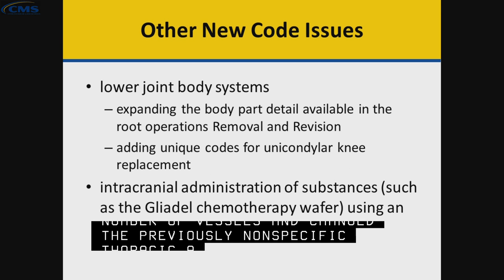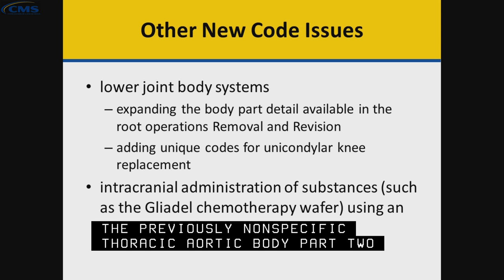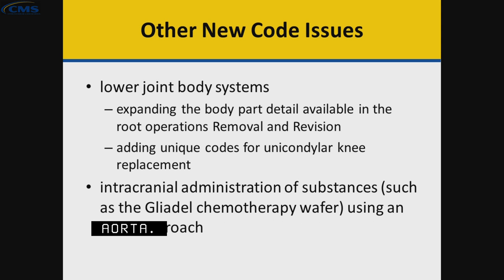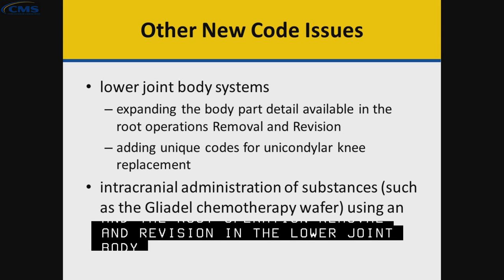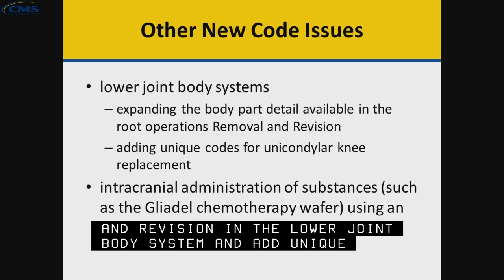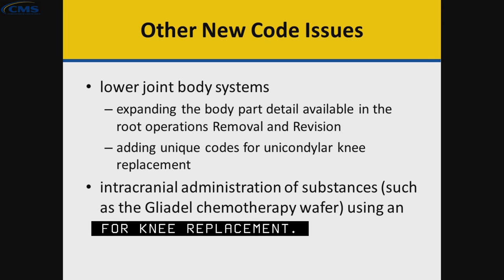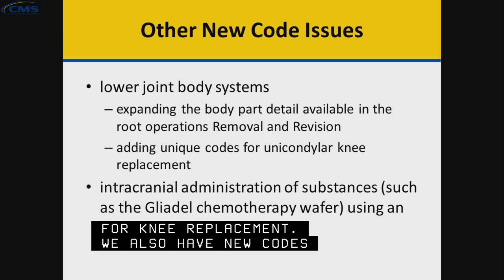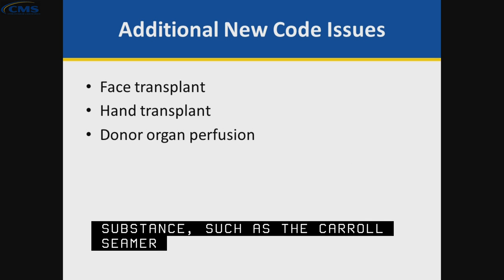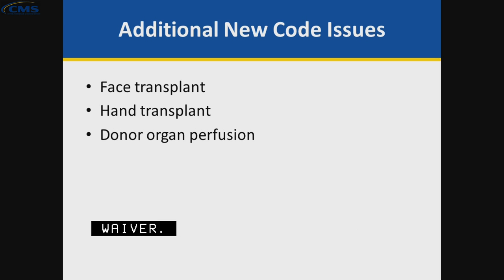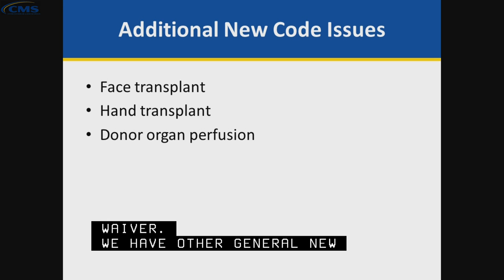We also have other code issues that we've proposed so far, and those of you who were at prior meetings with the orthopedists know that we are planning to expand detail in the root operation removal and revision in the lower joint body system, and add unique codes for unicondylar knee replacement. We also have new codes for things such as intracranial administration of substance, such as Gliadel chemotherapy wafer, using an open approach. So we have other general new codes: face transplant, hand transplant, and donor organ perfusion.